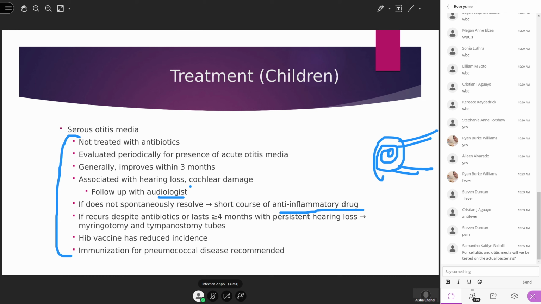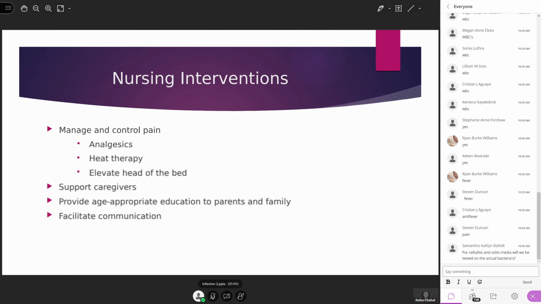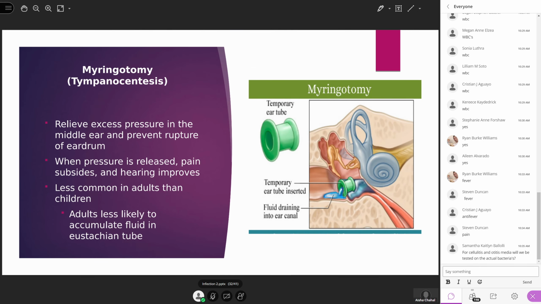Usually we say if in 6 months they are getting more than 3 infections, or in 1 year they are getting more than 6 infections, that is the time that we have to go to an ear specialist, and they have to move towards the surgery now. And the nursing interventions are to give analgesics. Heat therapy can be used, and it helps with the pain as well, and helps with the inflammation. Elevate the head of the bed.